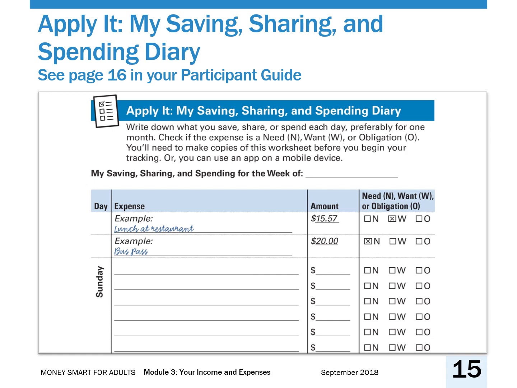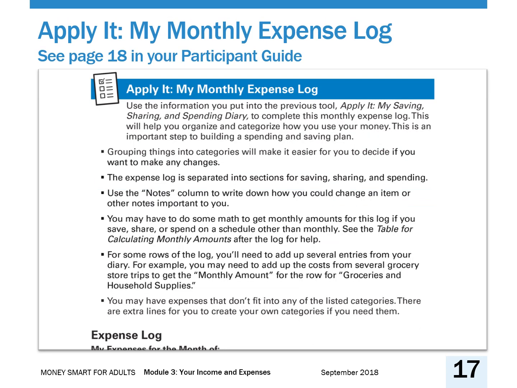In the rightmost column, there's a place to identify each expense as a need, want, or obligation. This can be helpful to re-examine how you use your money. Look at wants to make sure the ways you're using your money align with your values and goals. Turn to Apply It, My Monthly Expense Log on page 18 in your participant's guide.